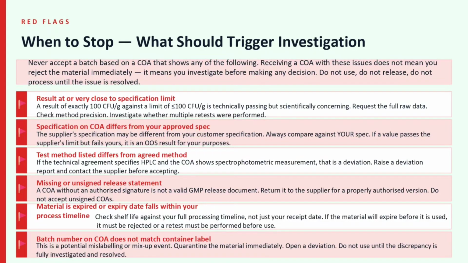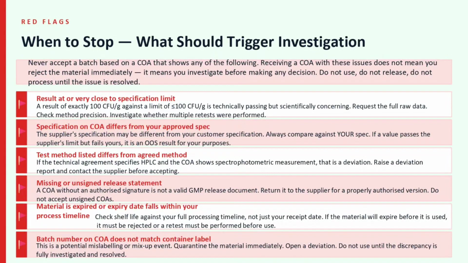Red flag number 2. The specification on the COA differs from your approved specification. If the supplier's COA shows a limit of less than or equal to 200 CFU per gram but your specification says less than or equal to 100, the batch may pass the supplier's COA but fail your requirements. Always compare to your specification.